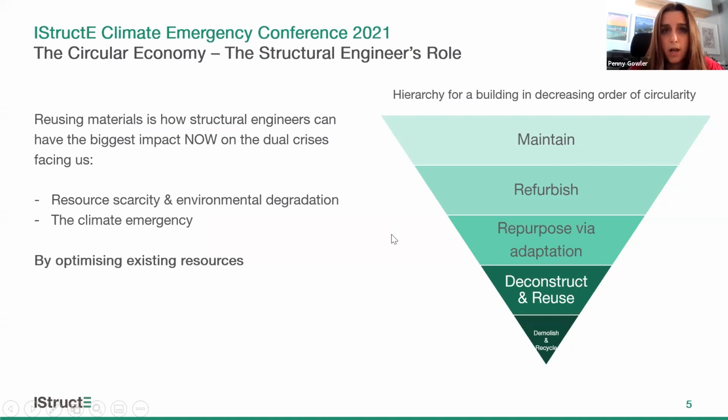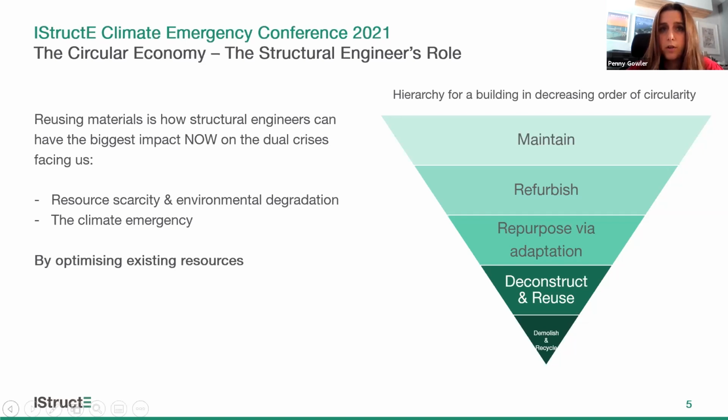So the good news is that as structural engineers, we can have a huge positive impact on the dual crises facing us just by optimizing our existing resources. So this means reusing buildings, systems, components, and materials rather than recycling them. And it also means deconstructing, not demolishing existing structures.